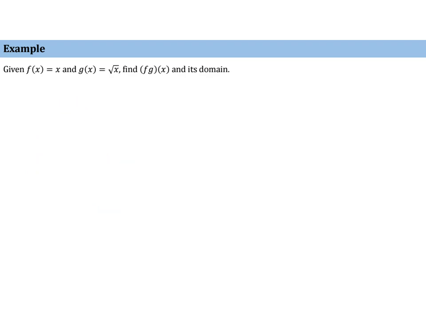So here we need fg of x. So we are looking at multiplying the outputs. So fg of x is going to be f of x times g of x. But f of x is x, g of x is the square root of x. So we just multiply those two. So we get x times the square root of x. Now we need to find the domain of this function.